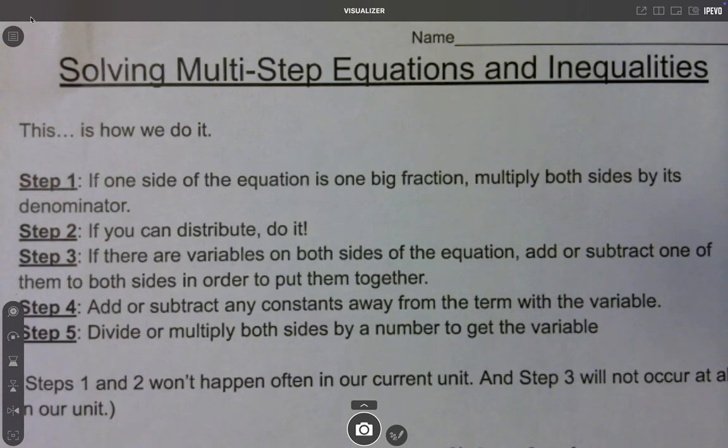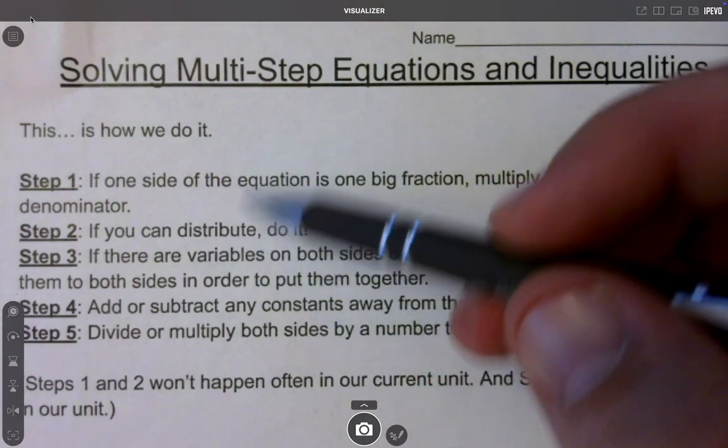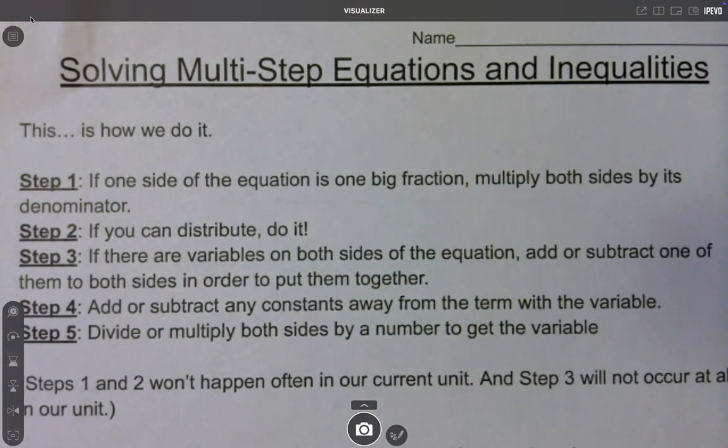Okay, we've talked about one-step equations and inequalities. Now we're going to talk about multi-step equations and inequalities. So here are the steps you take to do it. And I'll go ahead and tell you step 1 and step 2 aren't going to be very common, but this will work anytime you have multi-step equations.